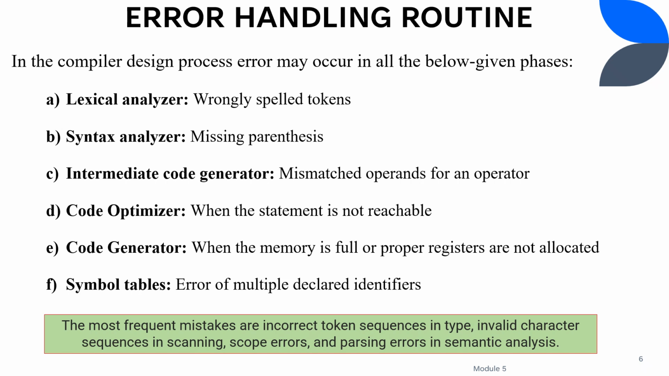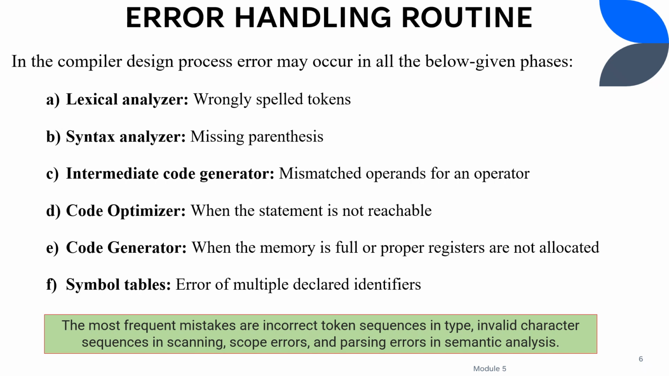The error generated by the code generator is very rarely happening, but an error will be generated by the code generator if the memory is full or if the registers are not allocated properly. The symbol table is also responsible for generating an error if we are using multiple identifiers in our program.